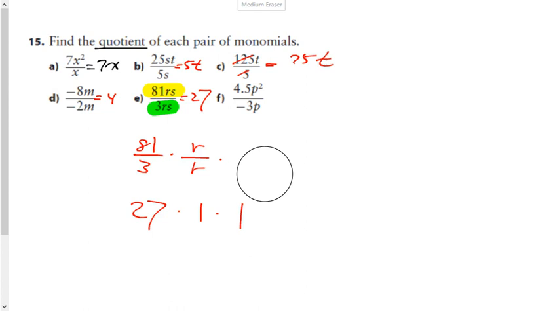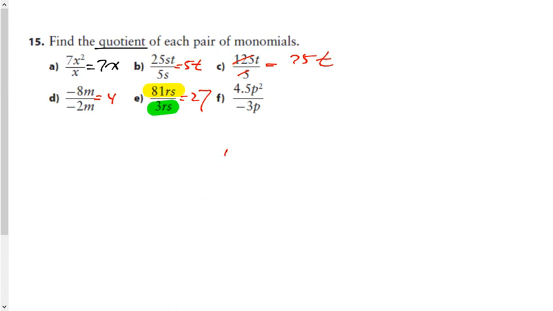And your last one, put the coefficients over each other, multiplied by p over one of the p's down here, multiplied by one more p over, we'll just put a 1 there to occupy space, 4.5 over negative 3.